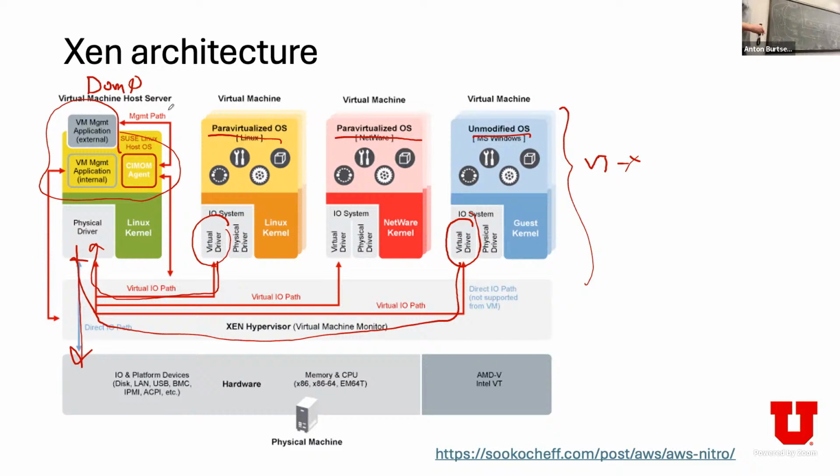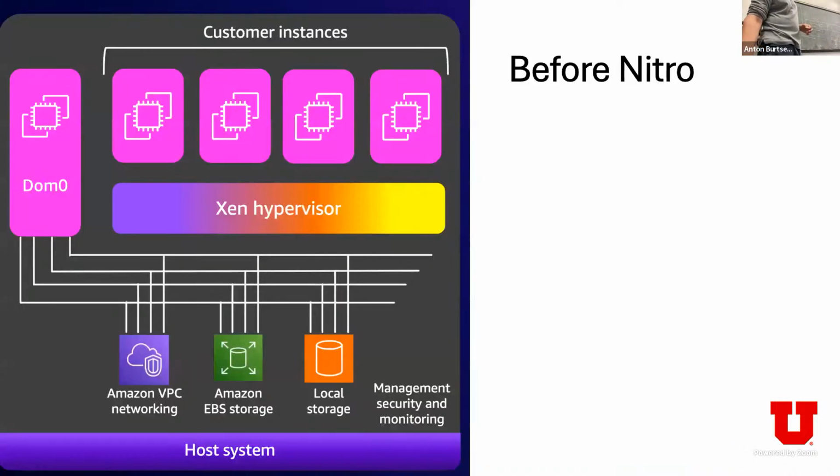So that's what they did. It's kind of a nice combination. So I'll show you the slides here. If before Nitro it looked like that, this domain 0 was running. They drove it side by side with the Xen hypervisor, which is partly true because it sounds privileged, and all this virtual private cloud networking, EBS storage, local storage was driven by domain 0.